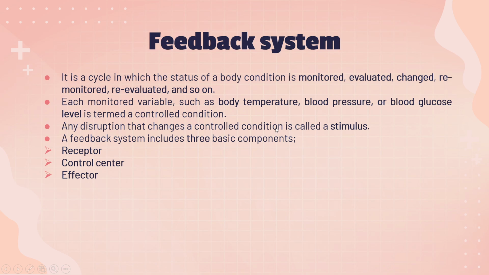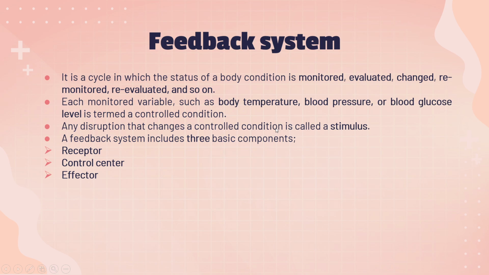First is the receptor. What is the function of receptor? It will receive the signal. Okay, it is the body structure. Receptor is a body structure that monitors changes. It monitors the changes in the controlled condition and sends input to the control center. Okay, receptor will monitor the changes.